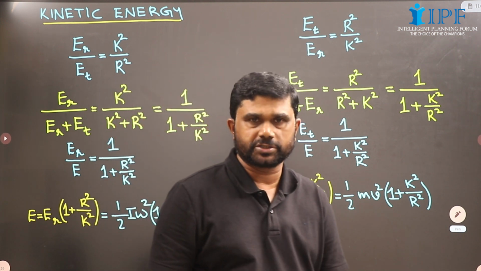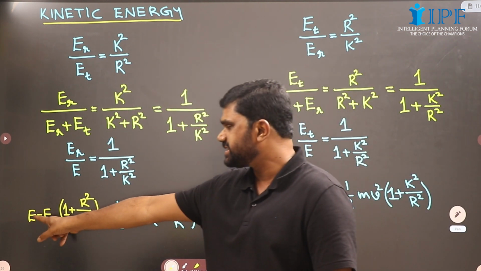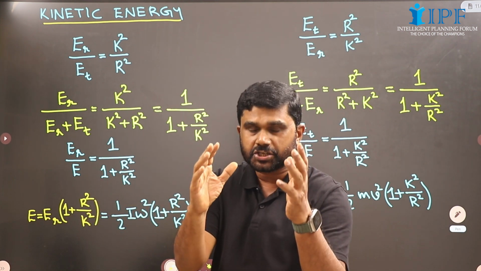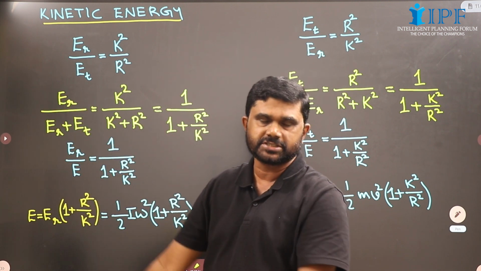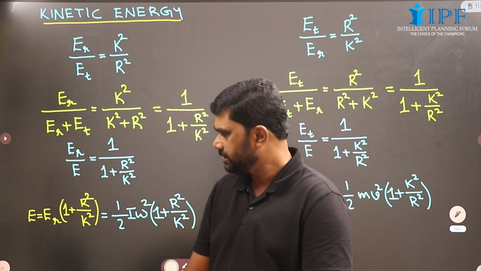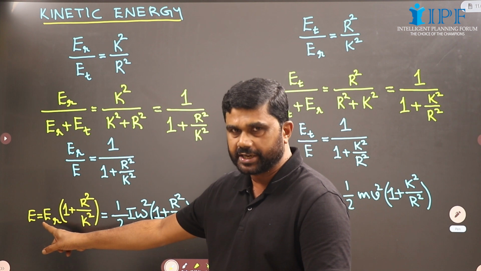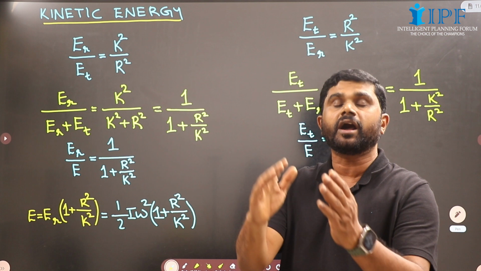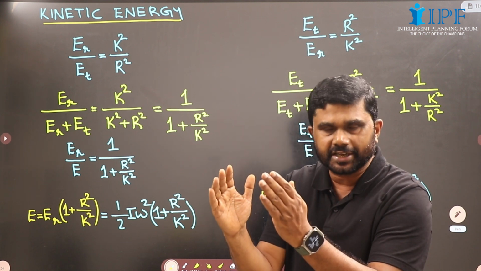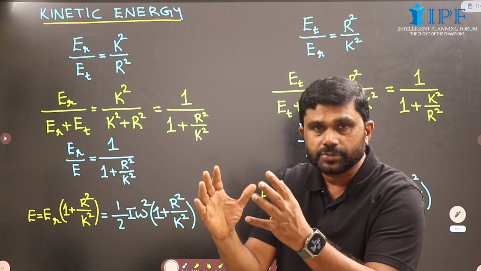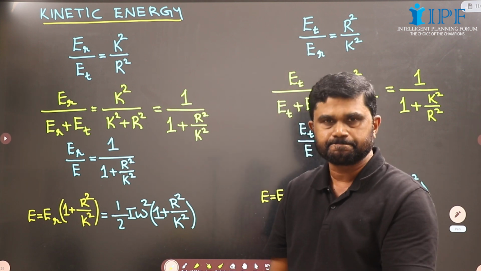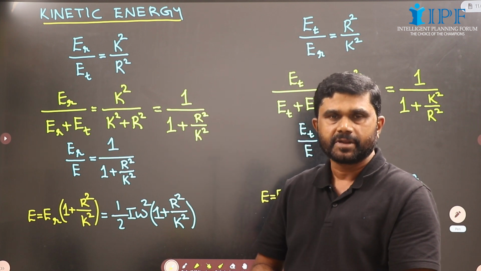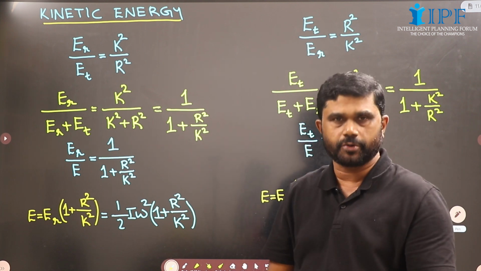Then I will tell you one more thing. See, this capital E is the total energy, so it must be the sum of rotational kinetic energy plus translational kinetic energy. Children, see, ER, the rotational kinetic energy, into 1 is the first term if you open the brackets. So the next term should be the translational kinetic energy. Rotational corresponds to K square, and translational corresponds to R square.